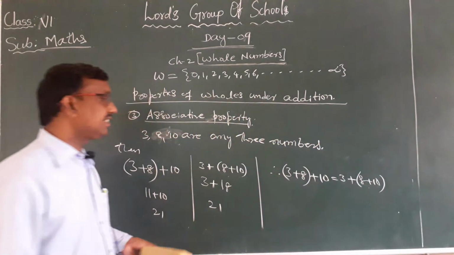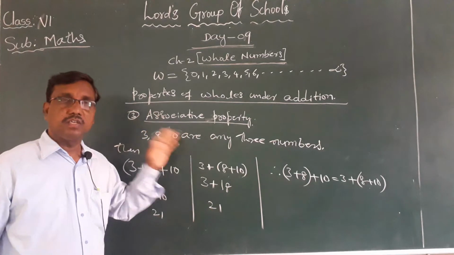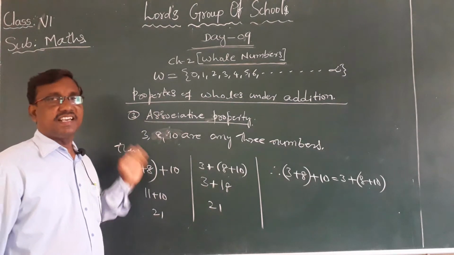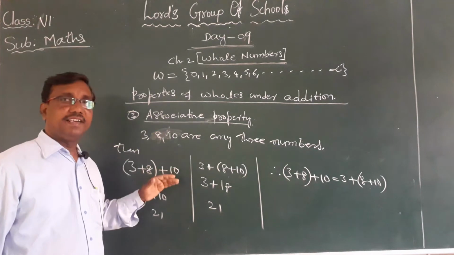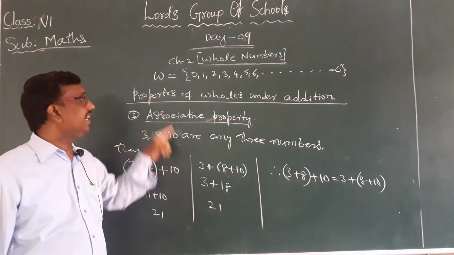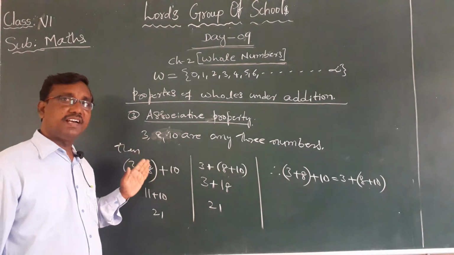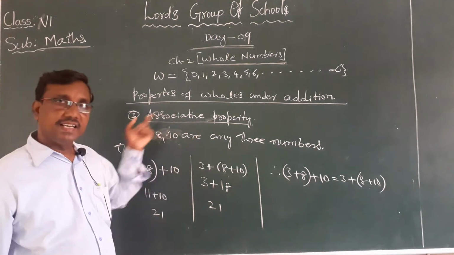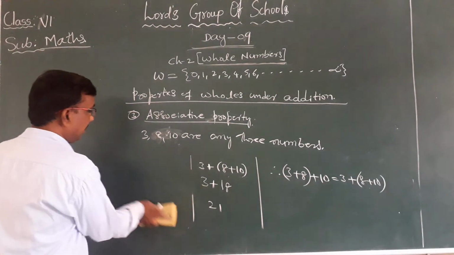So what is that? We can find the sum of 3 or more than 3 whole numbers in any order. Otherwise, 3 or more whole numbers can be added in any order to find their sum. I repeat, 3 or more whole numbers can be added in any order to find their sum. If you want one more example, let me explain.